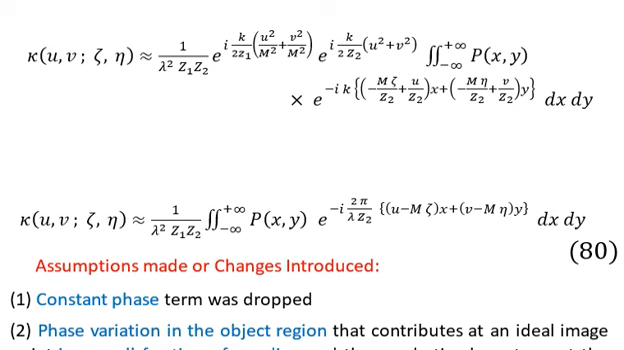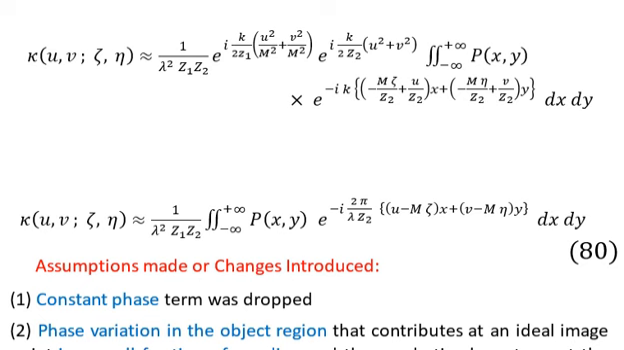So kappa of uv semicolon with the zeta and eta is of the order of, you see that here we have constant term 1 over lambda square z1 into z2, and within the integral we have p of xy, and you know that the exponential form is now in a beautiful form, that is e to the power minus iota 2 pi over lambda z2, and within the curly bracket and of course within two parentheses we have u minus m times zeta multiplied by x, and within the parentheses v minus m times eta multiplied by y, and the integration is with respect to x and y.